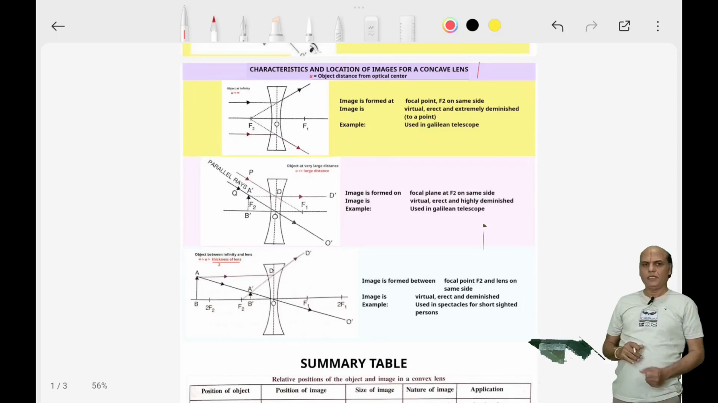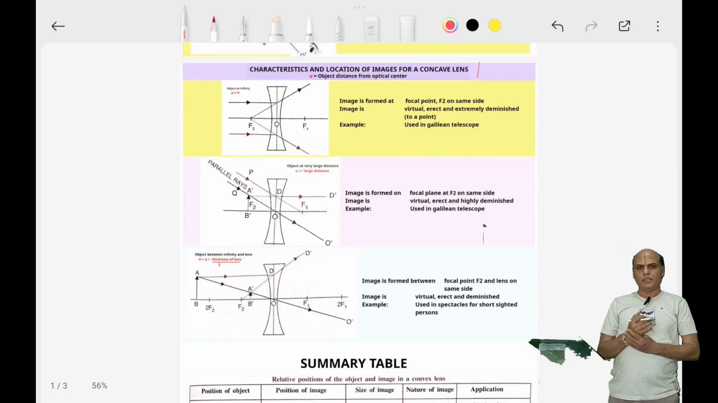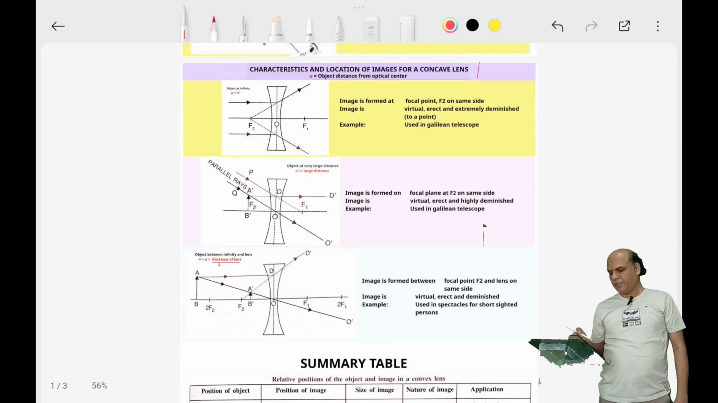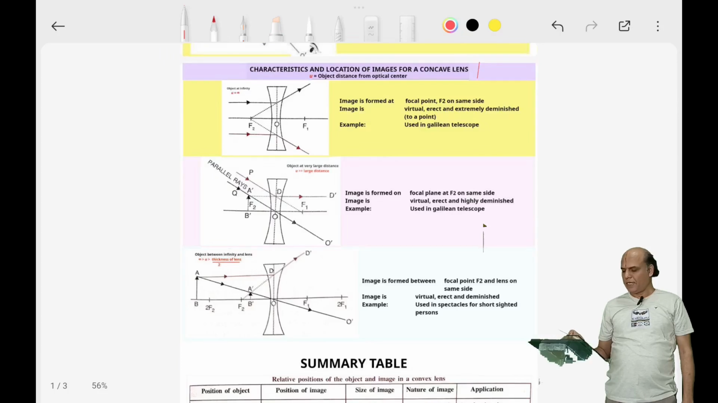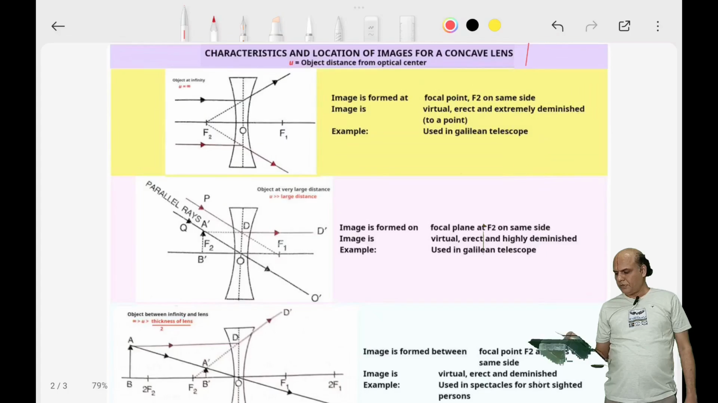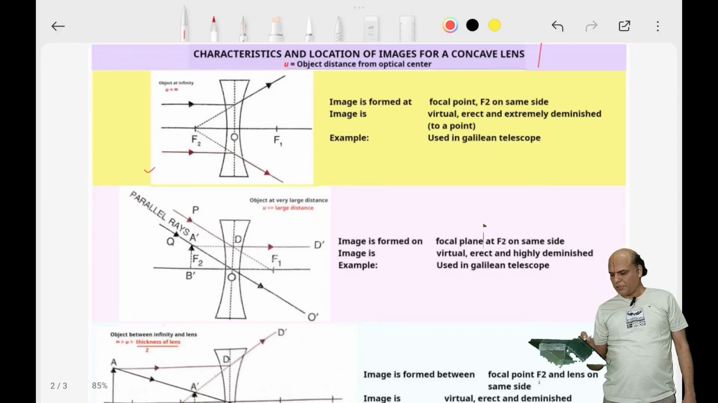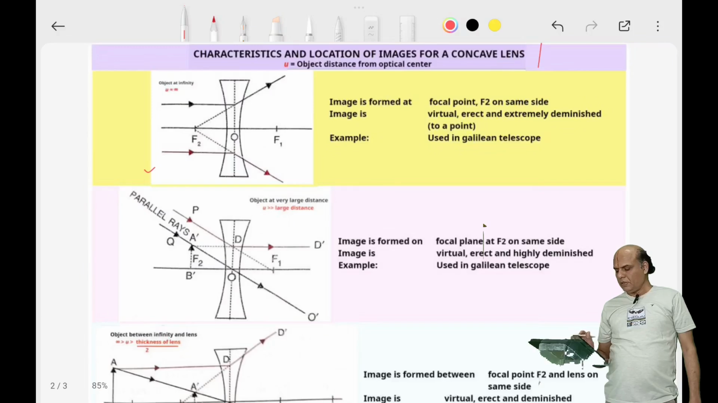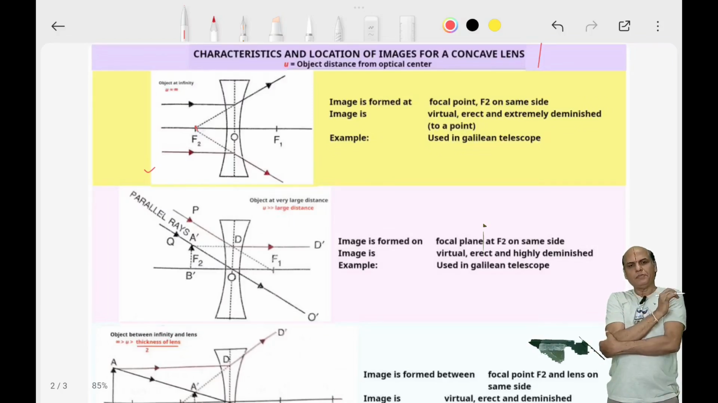So let us look at the characteristics of image formation using a concave lens, the position of the image as well as the characteristics of the image formed by a concave lens. In the first white box, focus here. Here again the object is placed at infinity. So incident rays are parallel to the principal axis and a virtual image is formed at the focal point on the same side of the object.